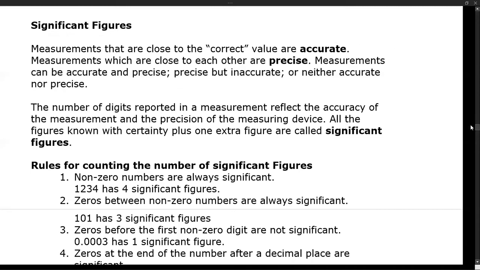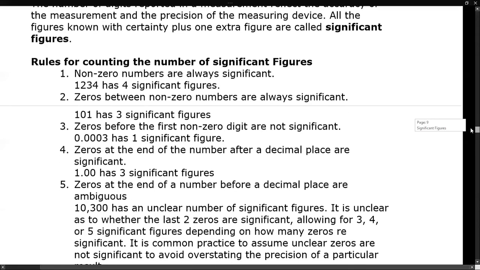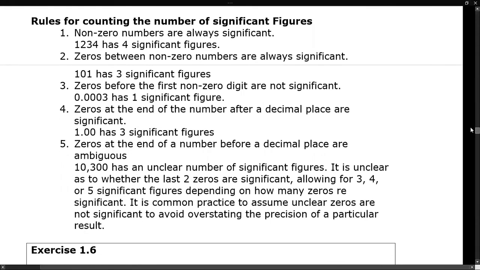There are rules governing how we decide how many significant figures a number has. Non-zero numbers are always significant. So the game really becomes, are the zeros significant or not? For example, 1,234 has 4 significant figures. Zeros between the non-zero numbers are always considered significant. I kind of call them sandwich zeros because you change the value of the number if you pulled them out. So 101 would be considered to have 3 significant figures. So that 0 is significant in the middle.